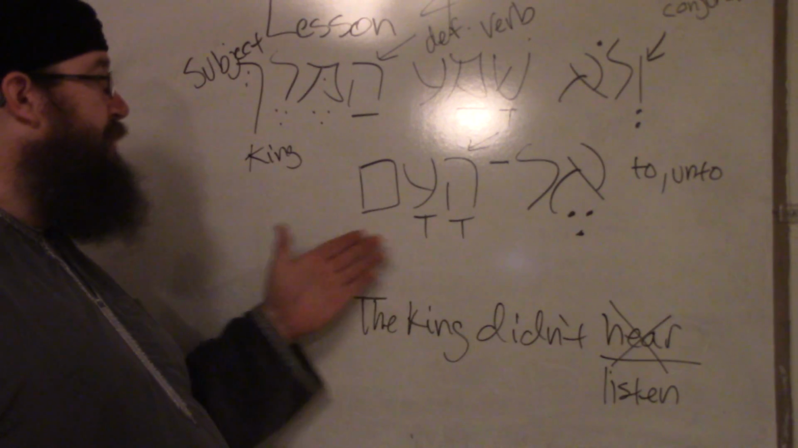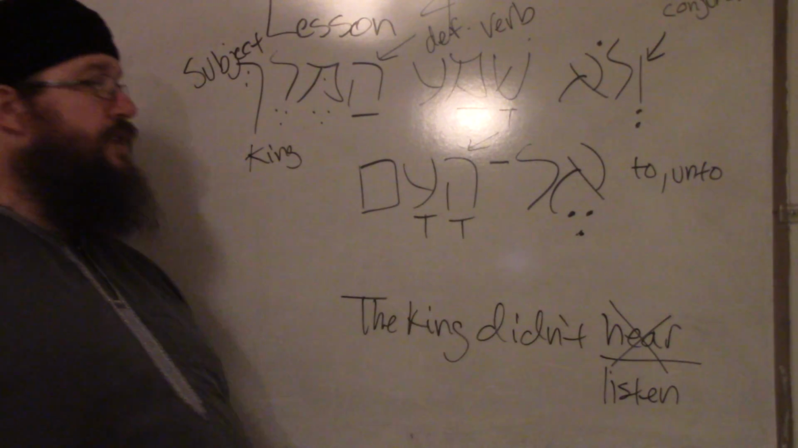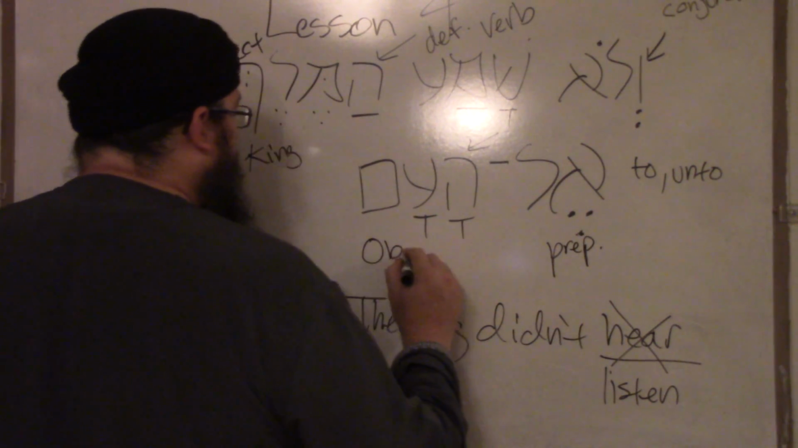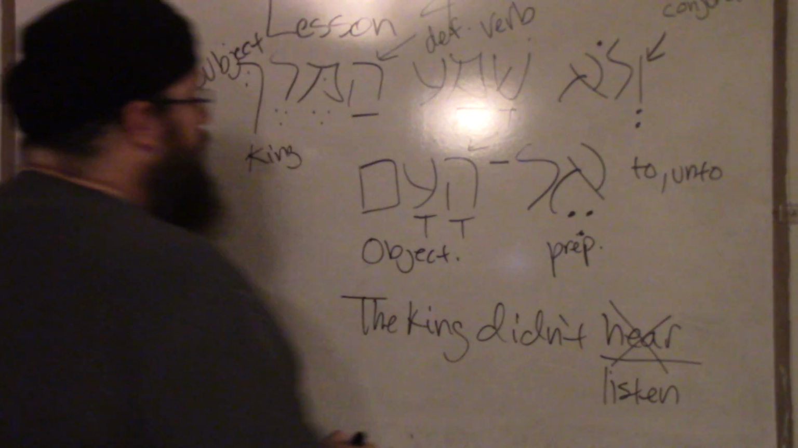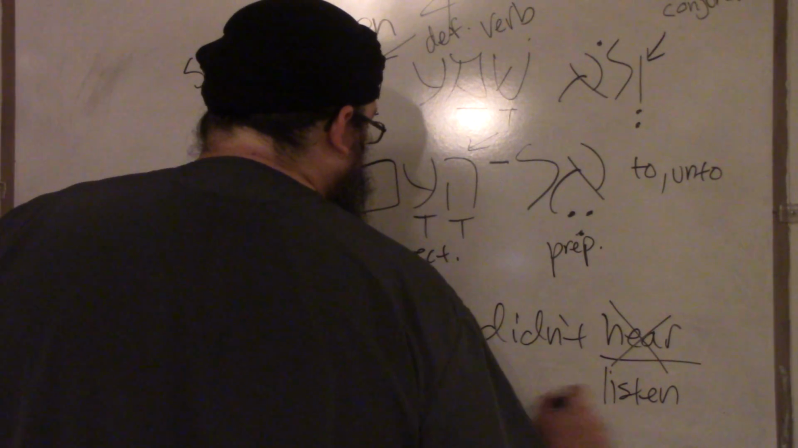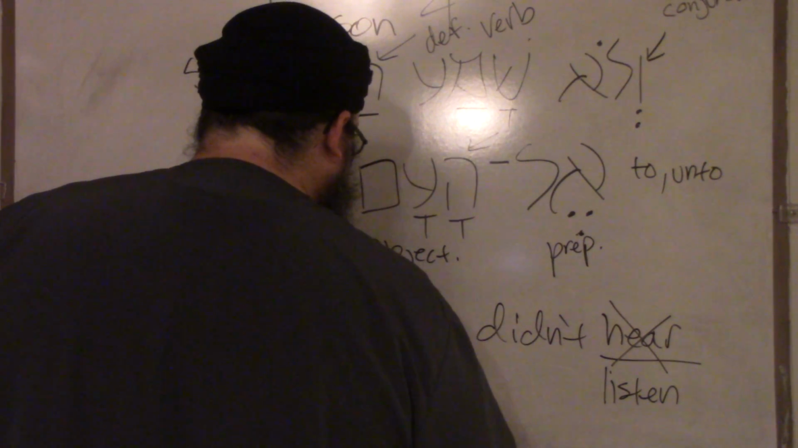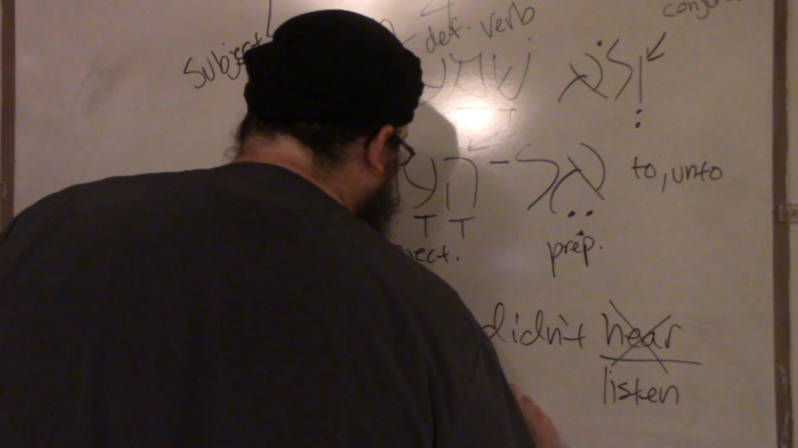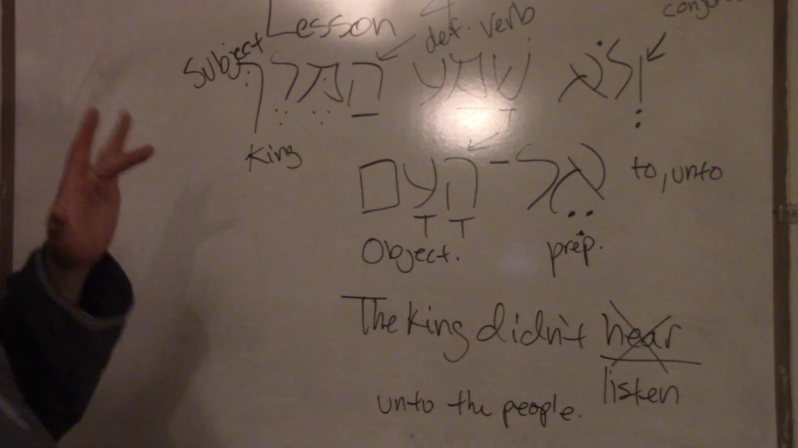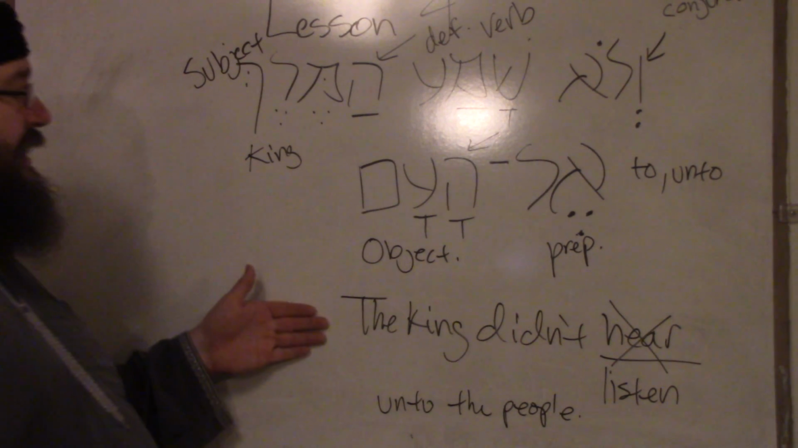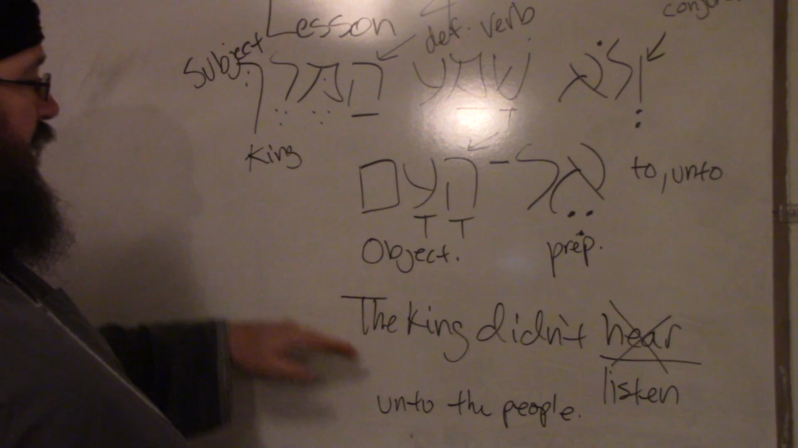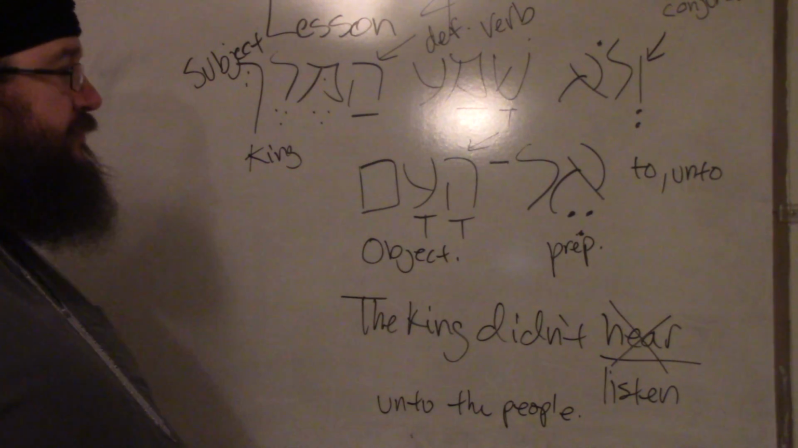So let's look at what's right behind it. L. L is the preposition. So now that I know that I have my preposition here, I have here my object. So the object of the preposition is here, and therefore my last thing I have here is: he listened unto the people. So what happened? V'lo shema, the king didn't listen, el ha'am, unto the people.